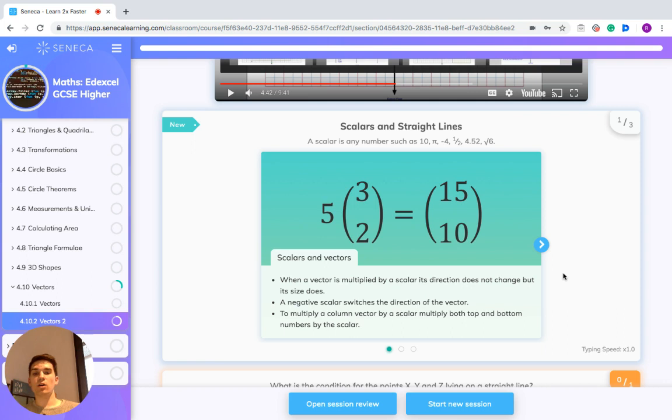Now, to multiply a column vector by a scalar, you multiply both the top and the bottom numbers by that scalar. So say we had 5, and then our vector was 3 on the top, 2 on the bottom. What you do is you do 5 times 3 and 5 times 2 to give you the vector 15, 10.